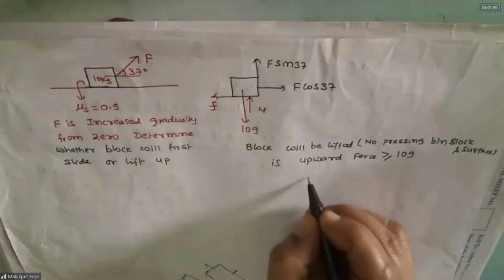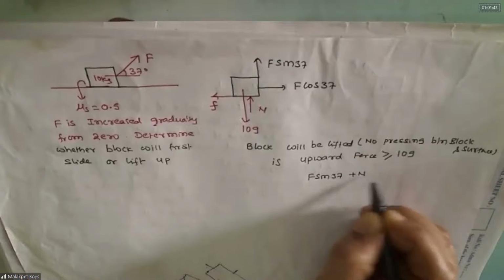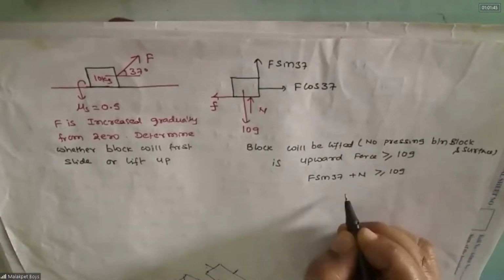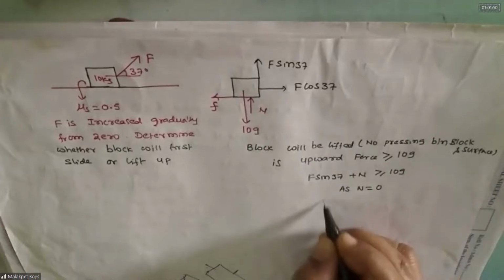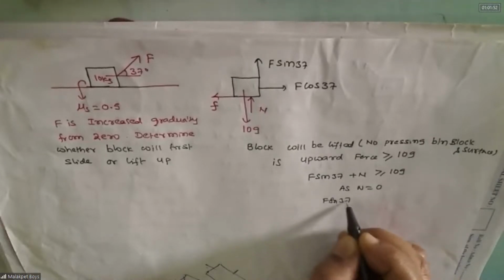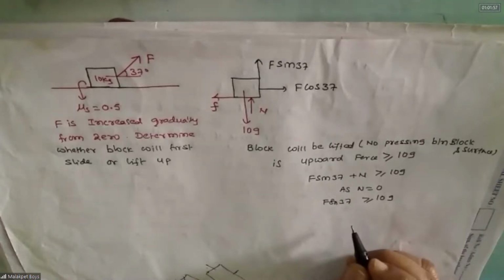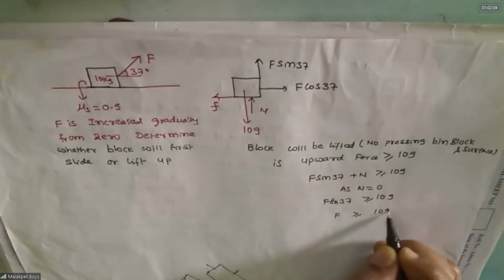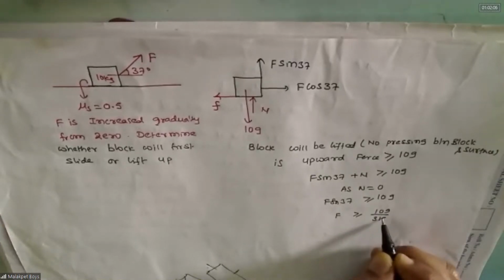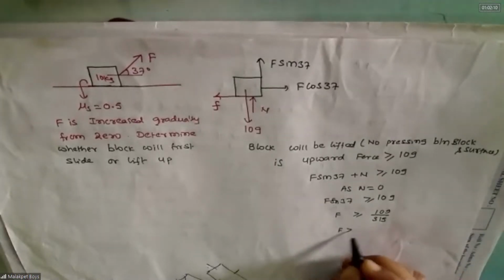You can see that upward force is what? It's F sin 37 plus N. Now N is 0, no? Yes, sir. No contact force. Agreed? Sin 37 is 3 by 5 only, no? 3 by 5, sir. So what is F?